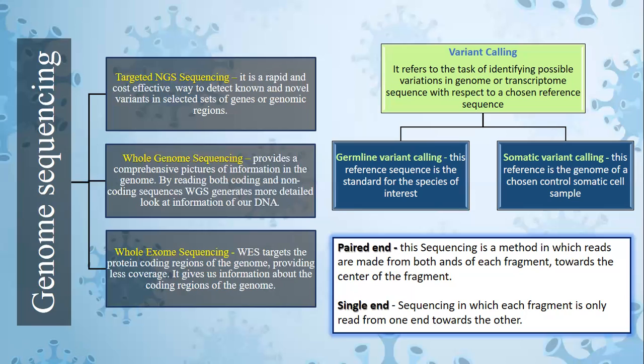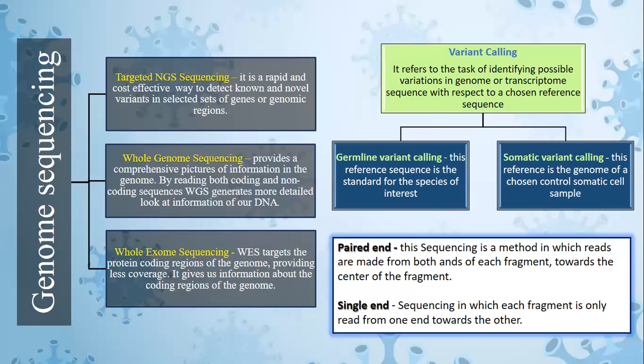Germline variant calls are the variations present from birth that do not get transferred from one generation to another, and are usually taken as the reference sequence of the standard for the species of interest. Somatic variant calls, on the other hand, are the variations which develop with the course of time and do not get transferred from one generation to another, and they are usually taken as control somatic cell samples.